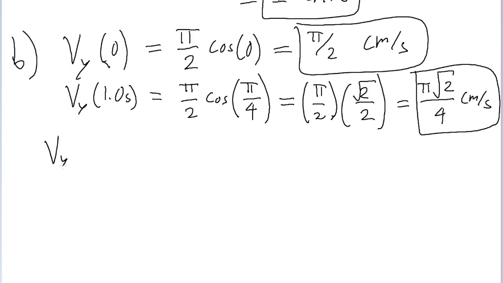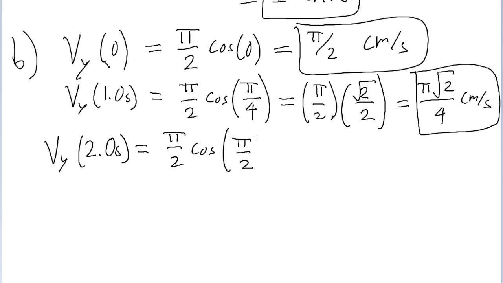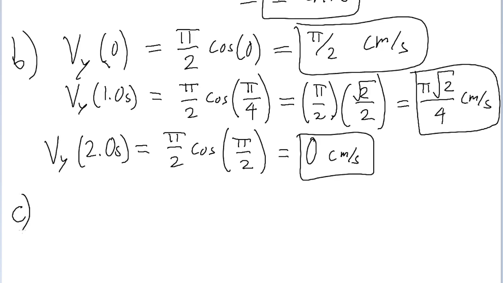And lastly, for part B, we're going to plug in 2 seconds. So pi over 2 multiplied by the cosine of, and this time we get pi divided by 2 for the inside of the cosine function. And again, using trigonometry knowledge, the cosine of pi over 2 is just 0. So this whole thing becomes 0 centimeters per second. And that is our answer for part B.